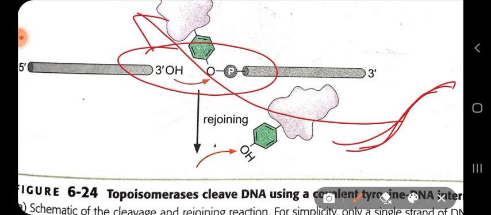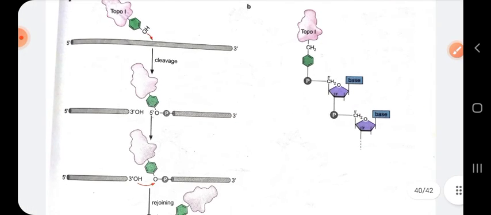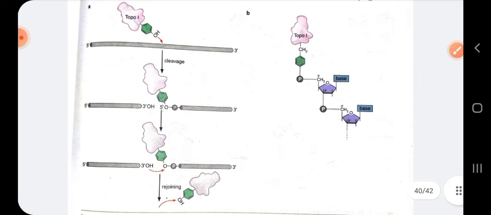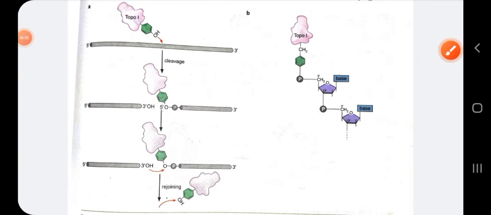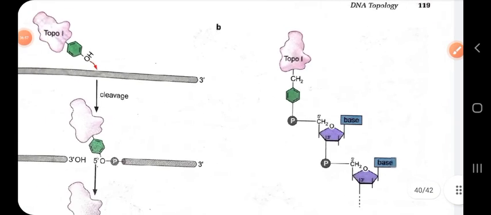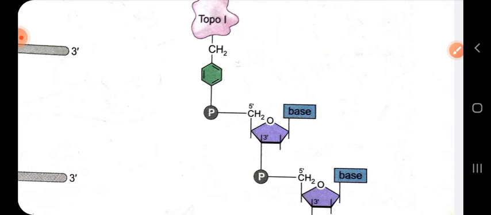Okay, and it will now catalyze another reaction cycle. The same thing you can see if I show you the series of steps. You can observe how topoisomerase 1 carries out this function. Now in the B figure shown here, it is actually the phosphotyrosine linkage which has been shown, the structure of the phosphotyrosine linkage formed by the enzyme.